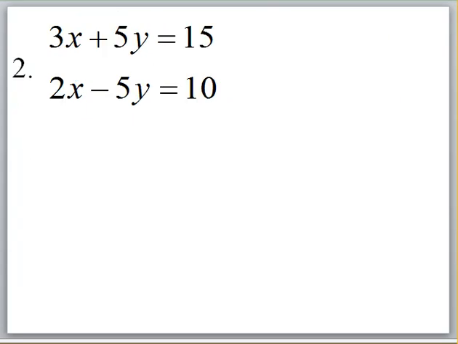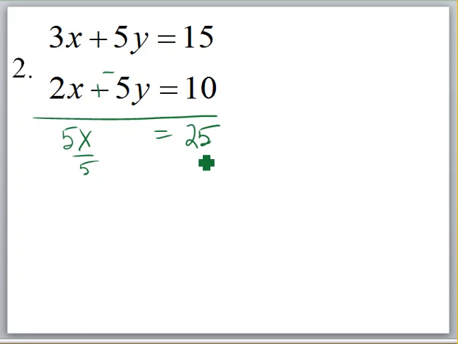In the next problem, if I start adding my columns together, I do have a positive 5 and a negative 5. So those create 0. This gives me 5x. This gives me 25. Divide by 5 on both sides, and I get x is 5.